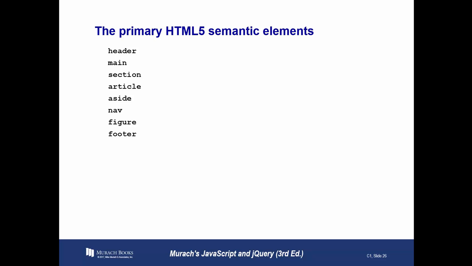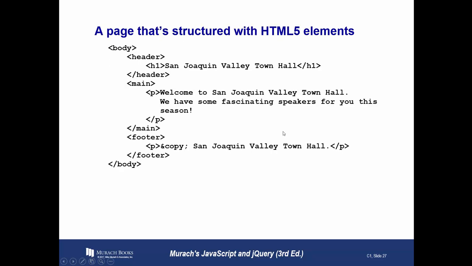So in other words, you could see the tags and figure out what their meaning is. So there are new things in HTML5 like header tags, main tags, section tags, article tags, aside tags, nav tags, figure tags, and footer tags. All right, these are new with Hypertext Markup Language 5.